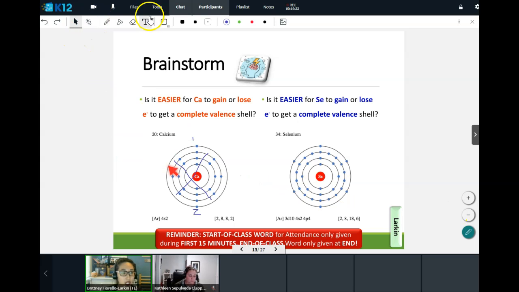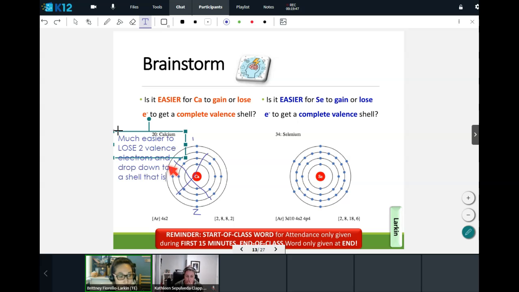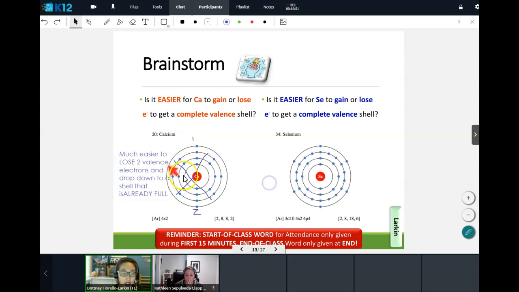All right, so let me go ahead and type this up here. It is much easier to lose 2 valence electrons and drop down to a shell that is already full. Calcium is going to take advantage of this and just try to lose the few electrons that it has.